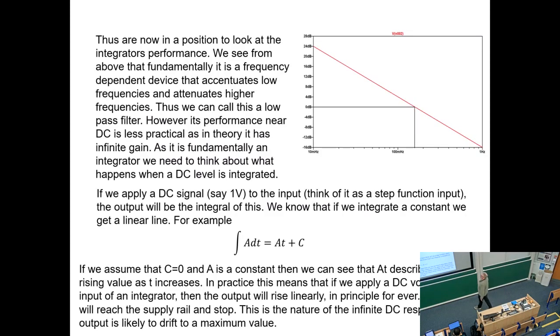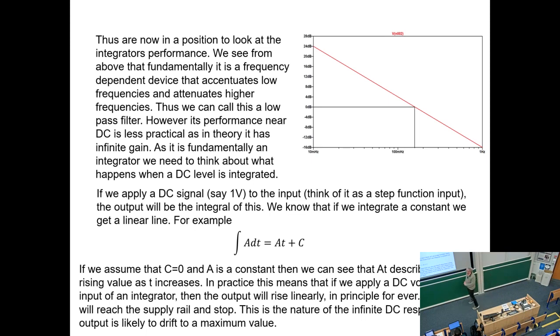Right, so now we are in a position to look at the integrator's performance. We see from our chart, which is representing frequency against amplitude, that it is fundamentally frequency dependent. It accentuates low frequencies, gets rid of high frequencies. It doesn't have a straightforward gain anymore. Thus we can call this a low pass filter. It's passing low frequencies, stopping high frequencies. But its performance near DC is a bit less practical than that, because in theory it has an infinite gain. All right. So what does that mean?